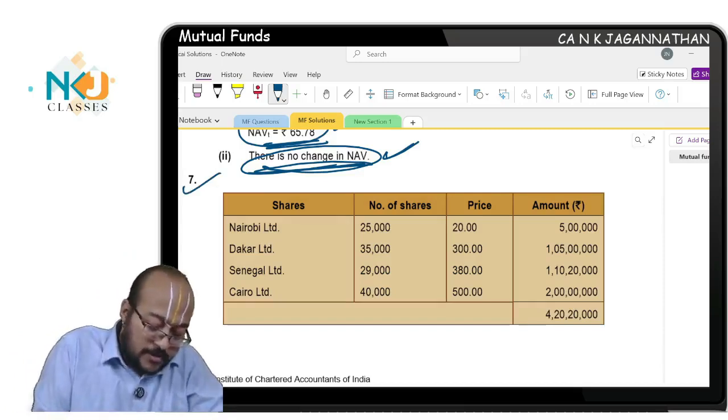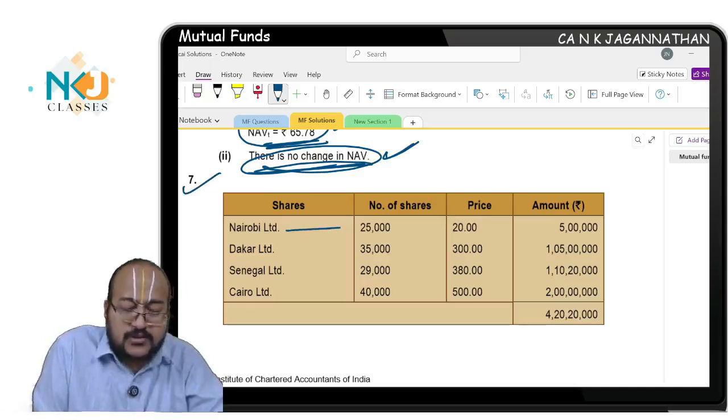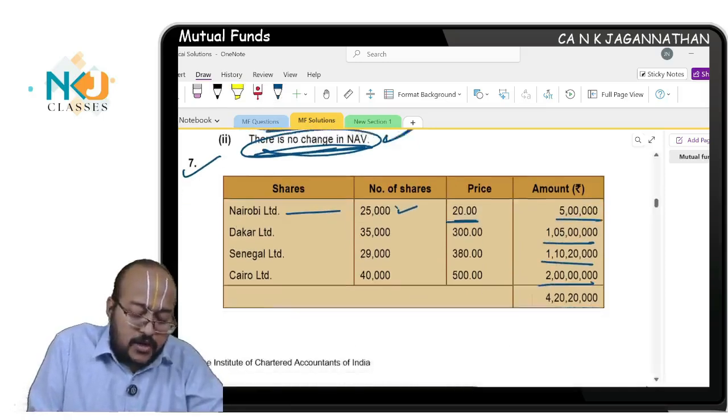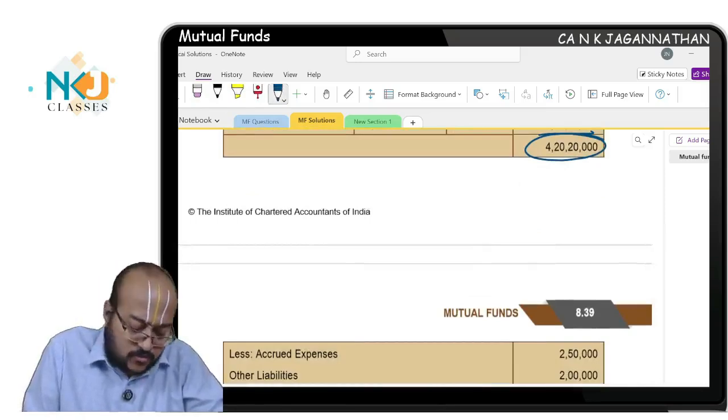See what happens here. Now, I have shares in Nairobi Limited, the fund house. This is about mutual fund. So, the mutual fund invested in 25,000 shares at 20 rupees, and this is the value of the investments of the mutual fund. For 20 lakhs, 20,000 is the value.